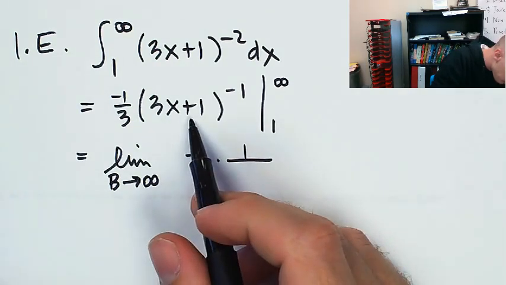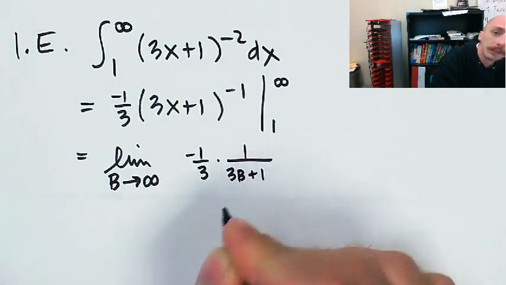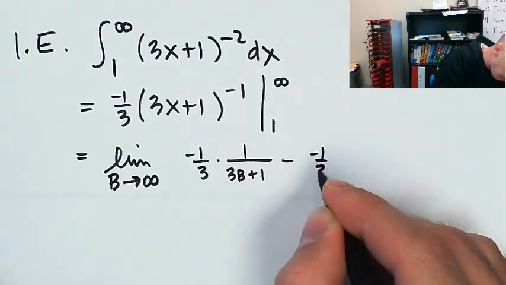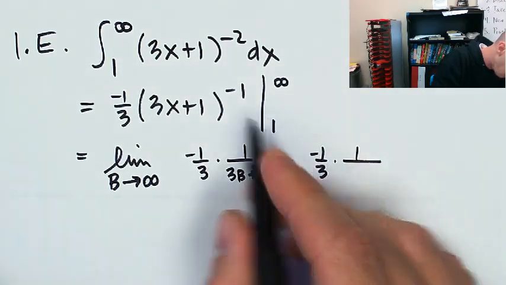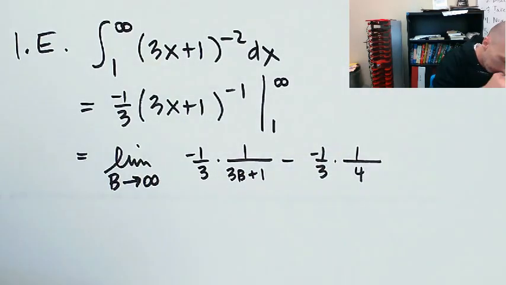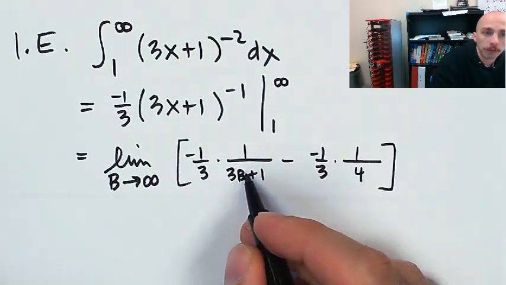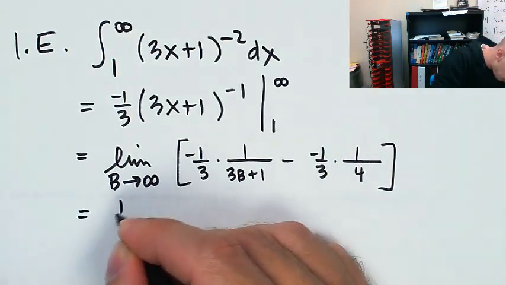What is 3x plus 1? Oh, 3b plus 1. Can't just plug in infinity into a function. It doesn't work like that. Minus negative 1/3 of 1 over 3 plus 1. When I plug in x equals 1, that's 1/4. And so, as b goes to infinity, this fraction goes to 0. So I have 0 minus negative 1/12, which is positive 1/12.